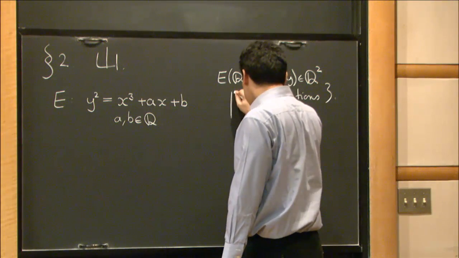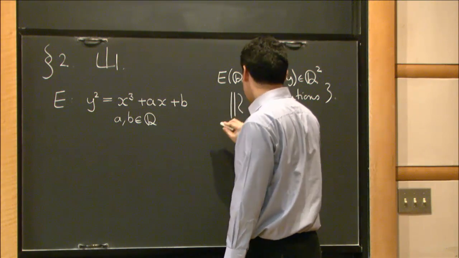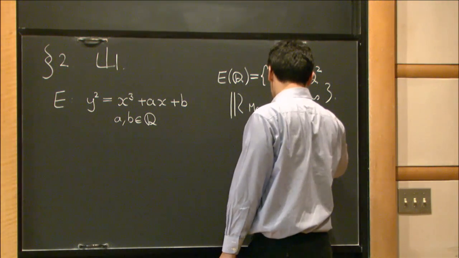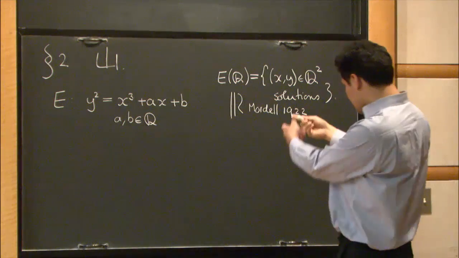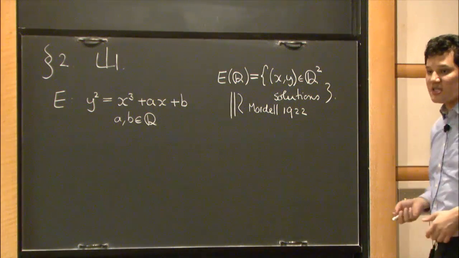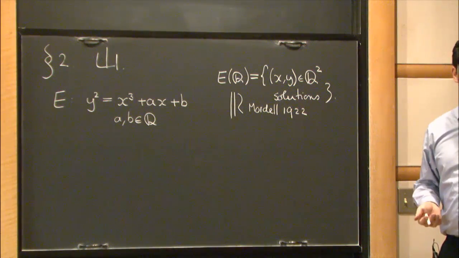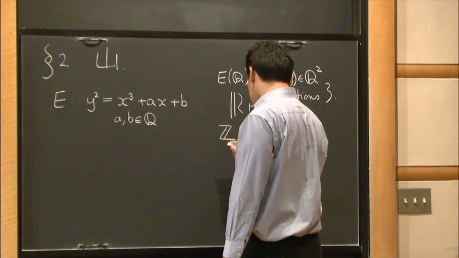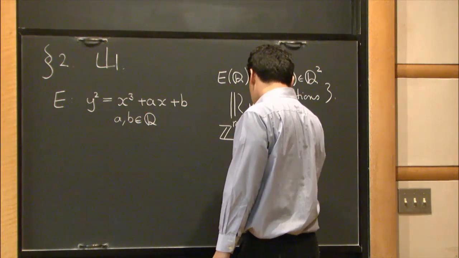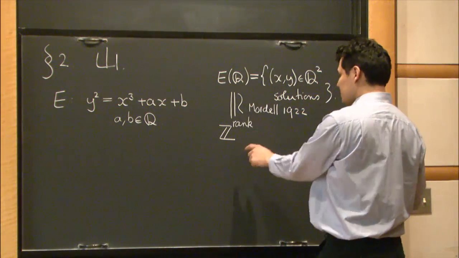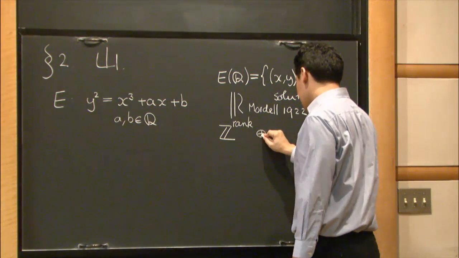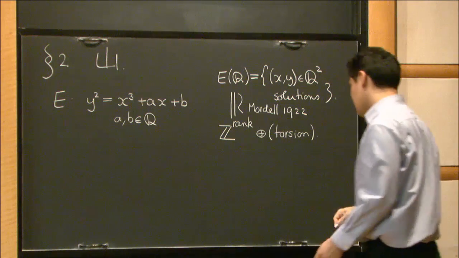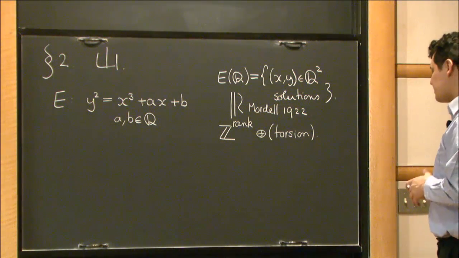In 1922, Mordell proved that this group of rational points of the elliptic curve has the structure of a finitely generated abelian group. So you can write this as a direct sum of some free part, Z to the rank, and a torsion part. What makes E(Q) hard is that we don't really know the rank.